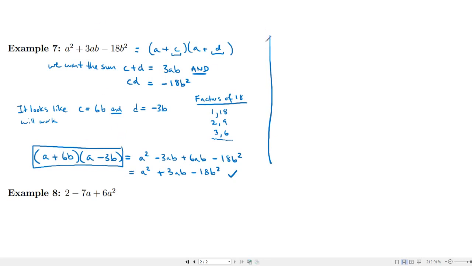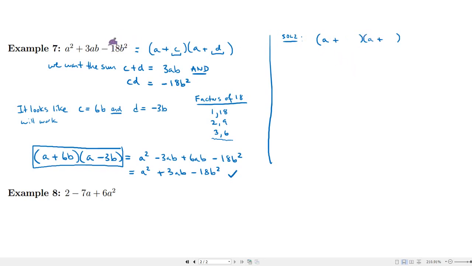Now, I just left a little bit of space over here because you could also have attempted this by trial and error. So solution two, you could try this by trial and error, and you would say, okay, well, I want the first term to be an a, so I know that it's going to look like this and this, right? Then looking at the last term, I'm trying to get negative 18b squared. So one of these will be positive and one of these will be negative, okay? And how do we do that?